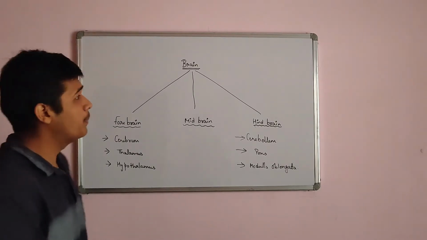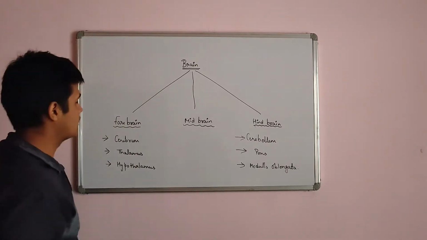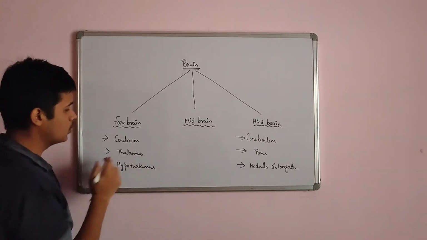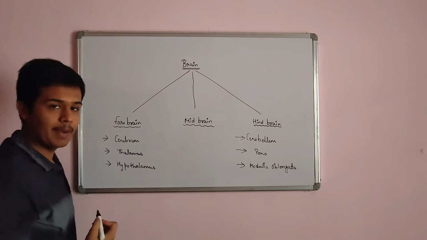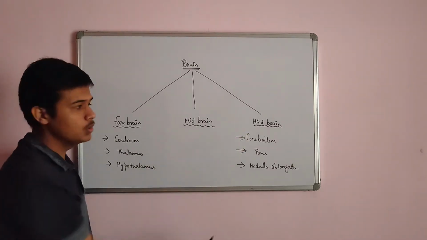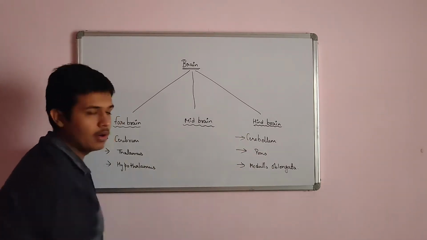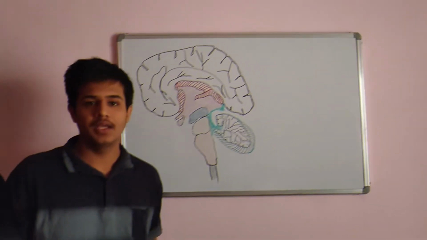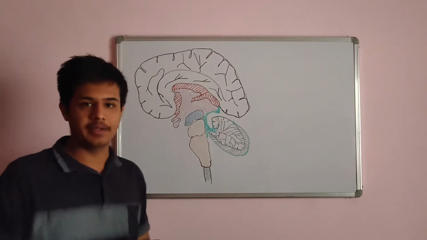So brain is roughly divided into three parts, that is forebrain, midbrain and hindbrain. Forebrain includes cerebrum, thalamus and hypothalamus. Hindbrain includes cerebellum, pons and medulla oblongata. Now let's look at the structure and function of brain. This is a typical diagram of a brain.